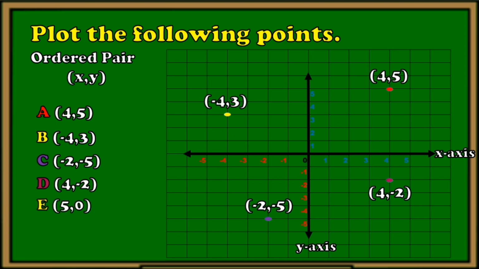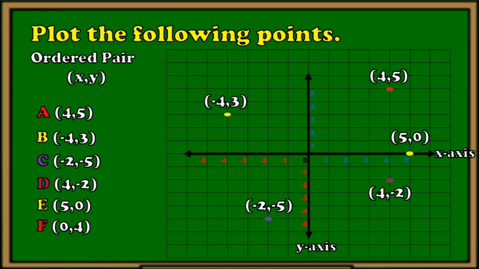Another example, we have point E. The coordinates are 5 and 0. Let's start with the x-coordinate. That is 5 times to the right from the origin. That is 1, 2, 3, 4, and 5. And for the y-coordinate, since the y-coordinate is 0, meaning we're not going to move anymore. So point E is located on the x-axis. That is point 5, 0.